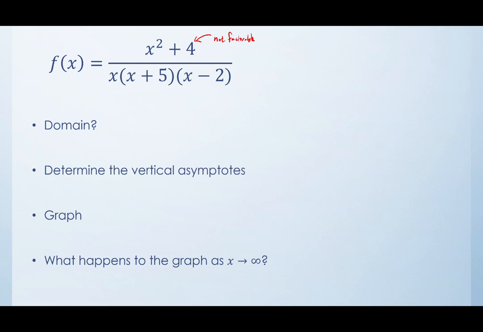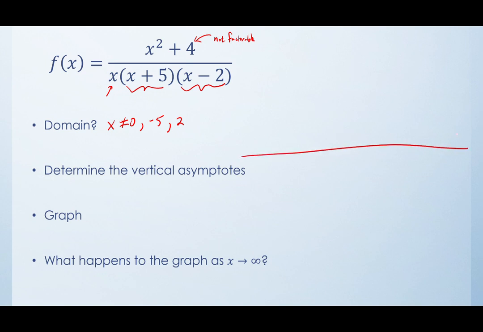And so we're going to say, okay, great, what's our domain? Well, we've got to throw out 3 values, one for each factor in the denominator, right? So we've got to throw out x equals 0. That's the easy one to miss. We've got to throw out x equals -5, and we've got to throw out x equals 2. Because any one of those is going to cause us to have a divide by 0 error, right?